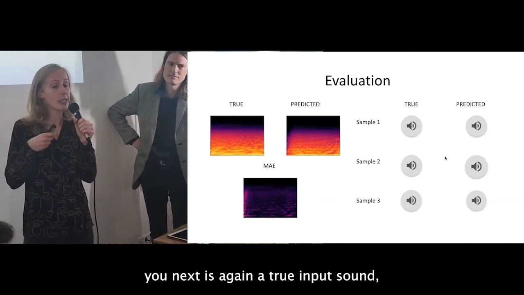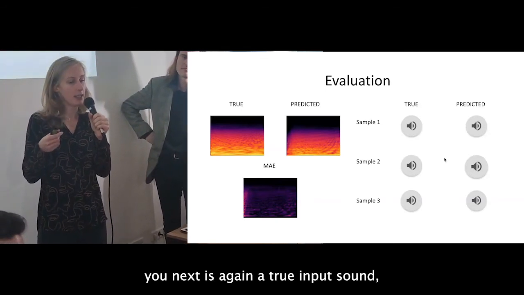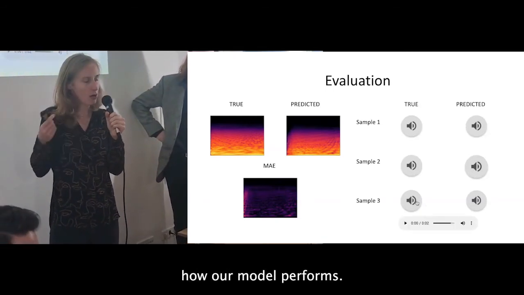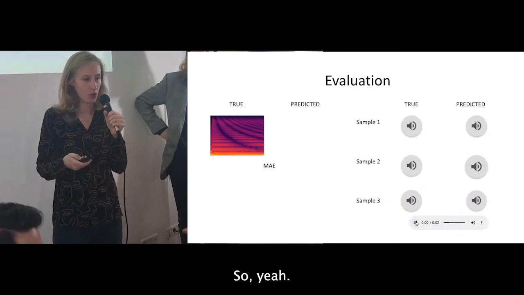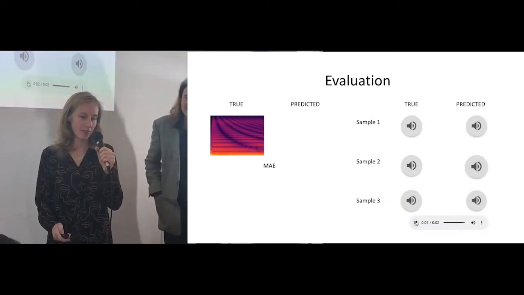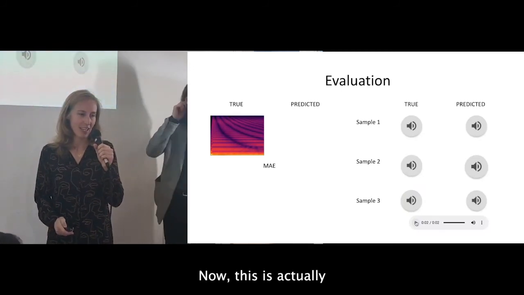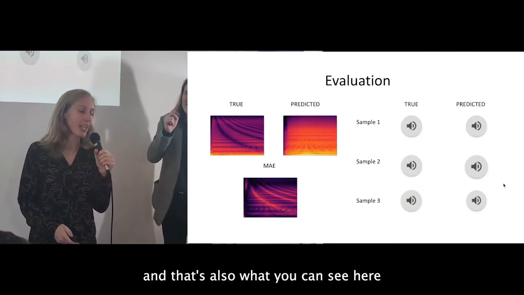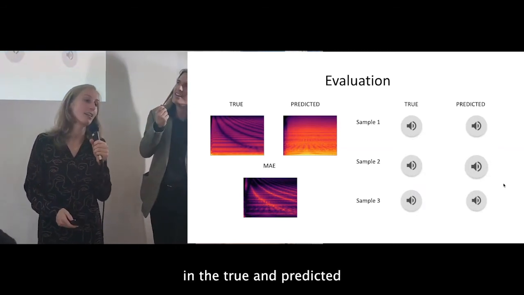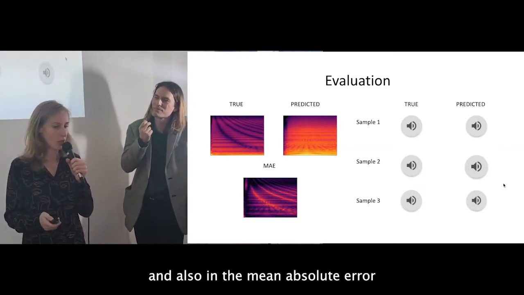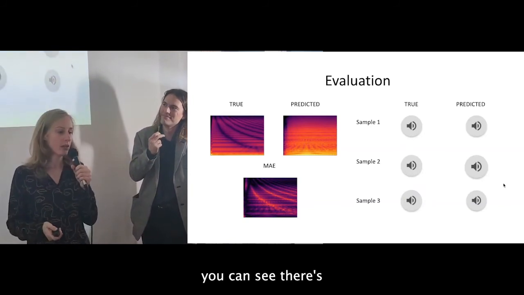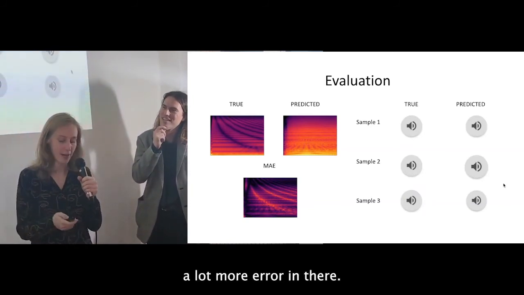sounds. So what I'm going to play to you next is, again, a true input sound, and then I'm going to show you how our model performed. Now, this is actually a little bit different, and that's also what you can see here in the true and predicted MEL spectrogram. And also in the mean absolute error, you can see there's a lot more error in there.